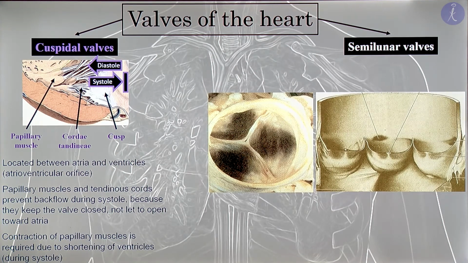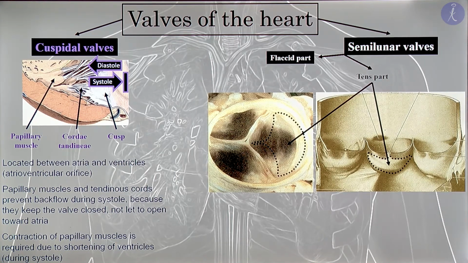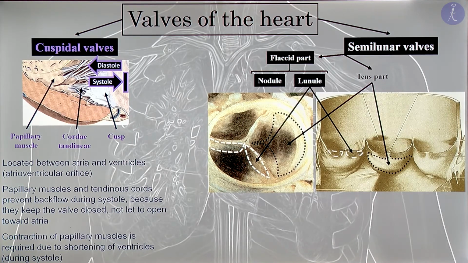These kind of valves we can find between the ventricles and the large vessels. They have two portions, the flaccid part and the tense part. The tense part is mostly immobile through the heart cycle. It does not change its shape and it won't move. The mobile part of the valve is the flaccid part, which has two sub-portions, the nodule and the lunule. The lunule gets its name mostly from its shape. It has a more or less half-moon shape, and when two lunules meet with each other, this is the nodule.